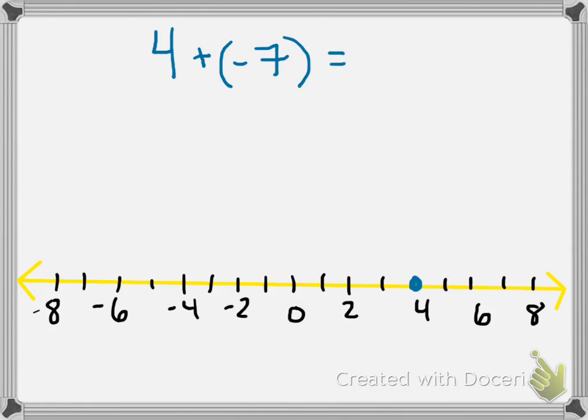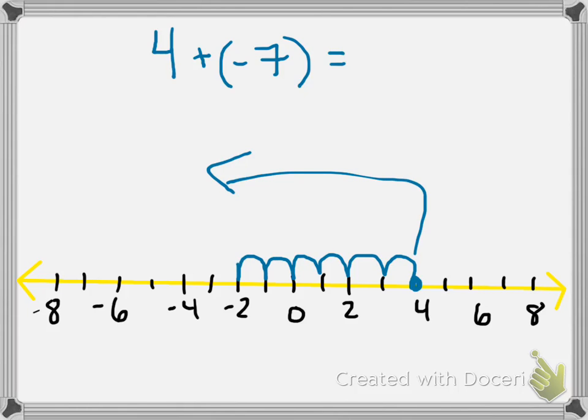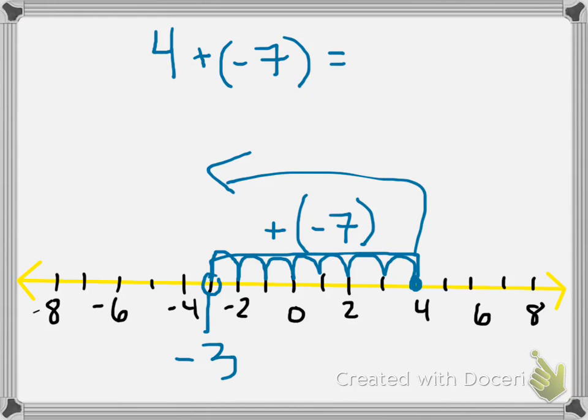So I need to travel this negative direction. -1, 2, 3, 4, 5, 6, 7. So this whole process right here is plus a -7, and I ended up right here, which is between -2 and -4. That is a -3. So the sum of positive 4 and -7, 4 plus -7, equals -3.